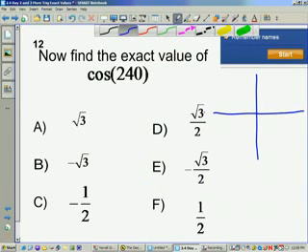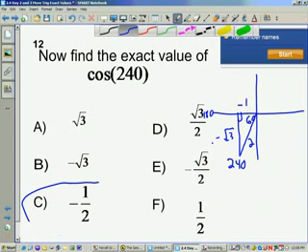Cosine of 240, over here is 180, so we go past 180 quite a bit. Looks like we go past by 60. So that makes 30-60-90. So that's going to be 1, 2, root 3. Now both of these are going to be negative. So now if I do cosine, it's going to be negative 1 over 2.